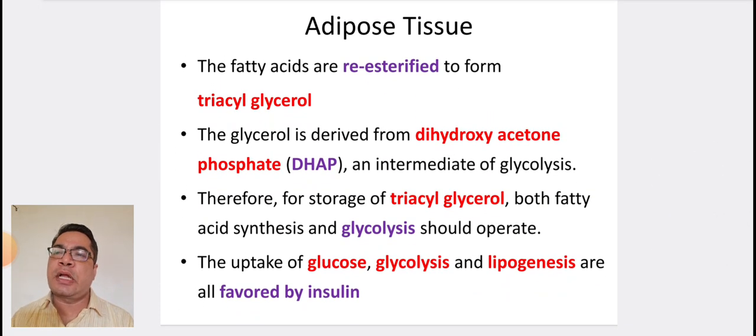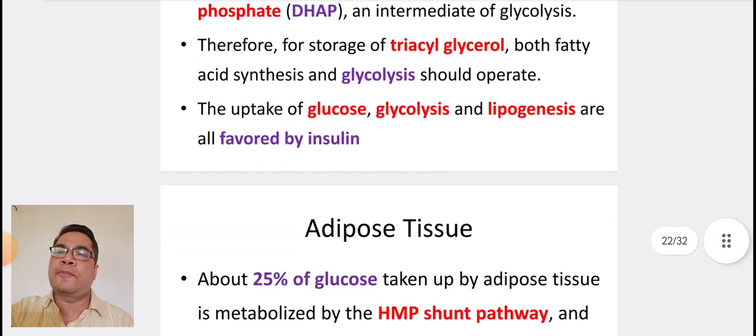The fatty acids are re-esterified to form triacylglycerol. The glycerol is derived from dihydroxyacetone phosphate, that is DHAP, an intermediate of glycolysis. Therefore, for storage of triacylglycerol, both fatty acid synthesis and glycolysis should operate. The uptake of glucose, glycolysis and lipogenesis are all favored by insulin.